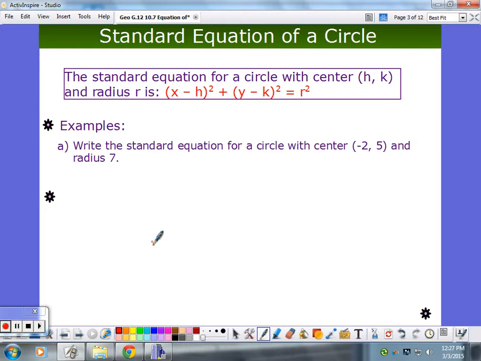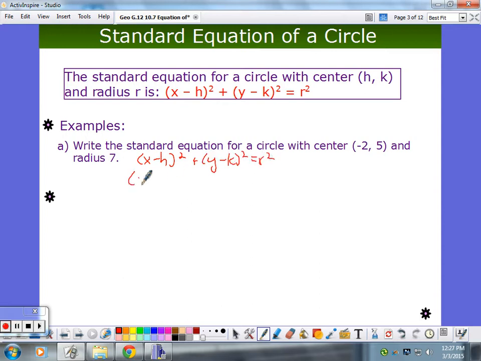So let's do an example. This is in the middle of page one. I want to write the standard equation. This is the standard equation: x minus h squared plus y minus k squared is r squared, where the center is negative 2, 5 and radius is 7. So for now, I'm writing out the whole thing while we're still getting familiar with this.